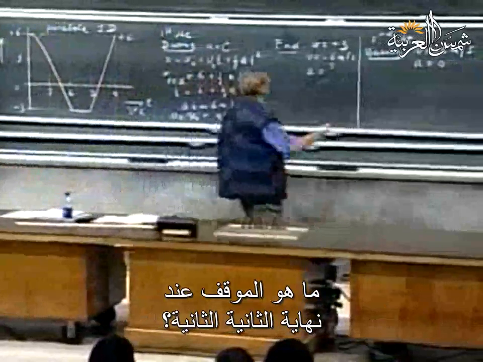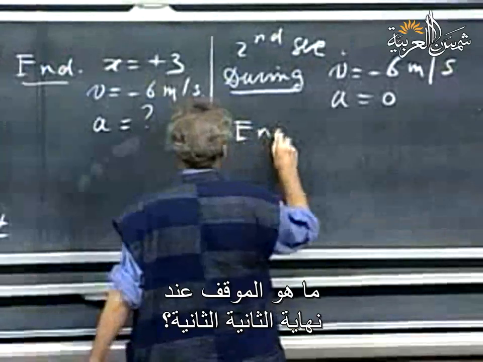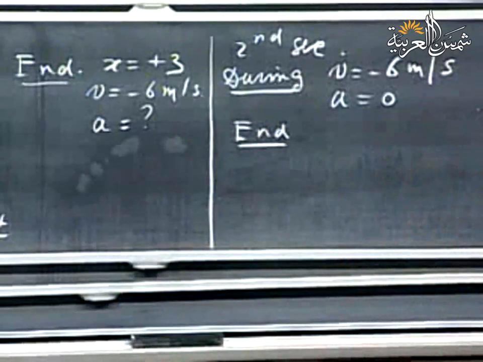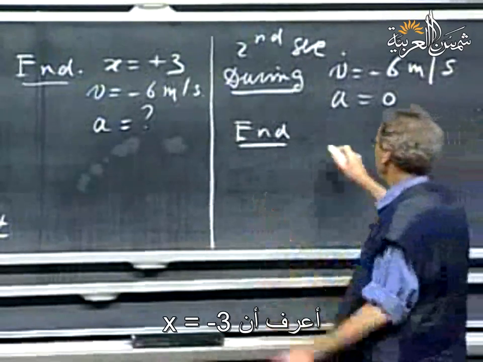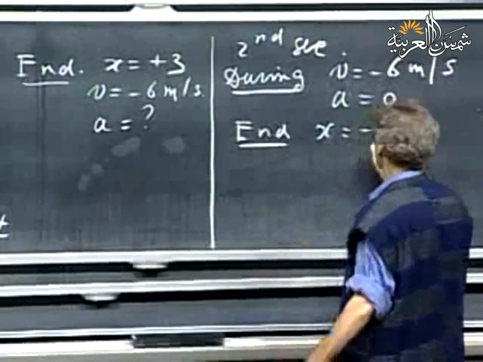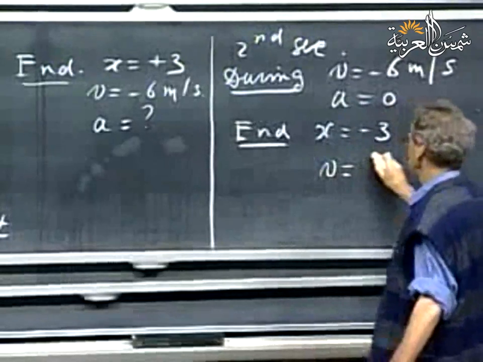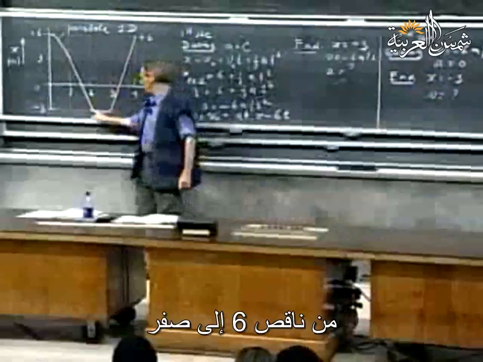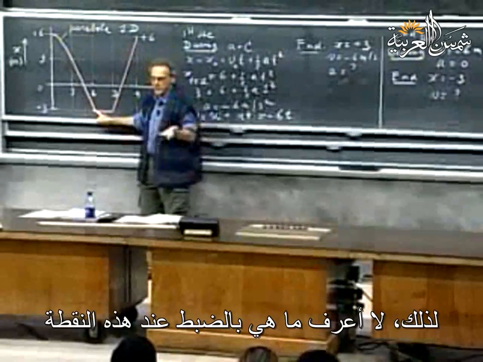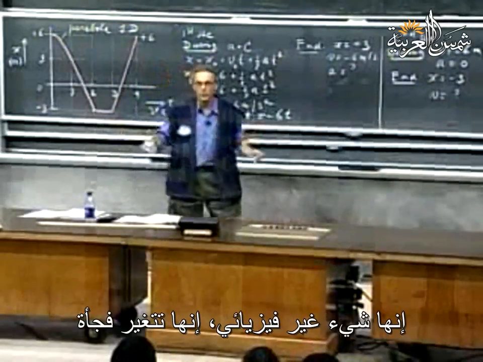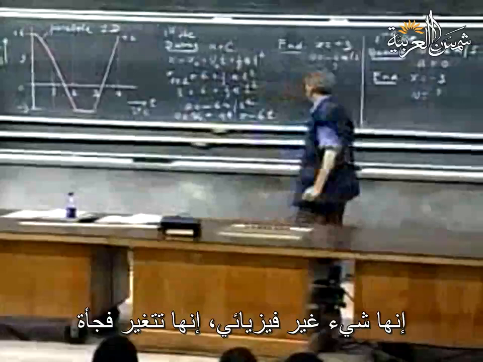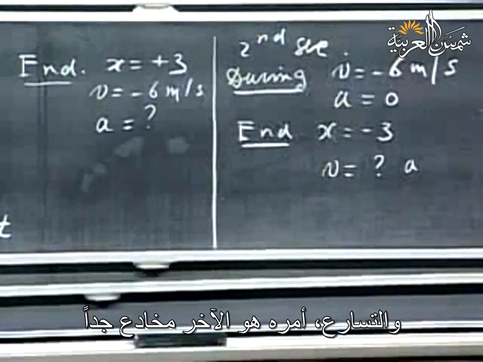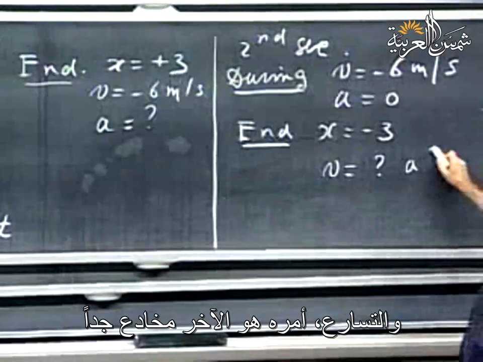And what is the situation at the end of the second second? At the end, I know that x equals minus 3. What is the velocity? I don't know. Because it changes abruptly here from minus 6 to 0, so I don't know exactly what it is at that point. It's a non-physical thing. It's a very abrupt change. And the acceleration, yeah, that's also a very tricky thing.